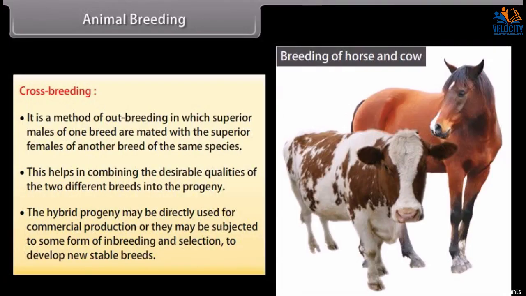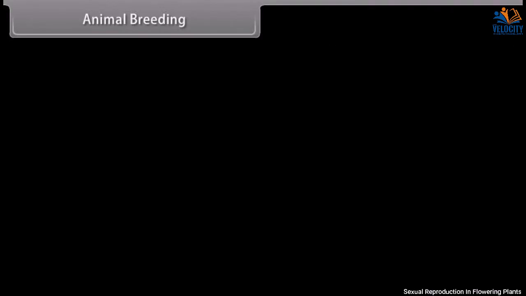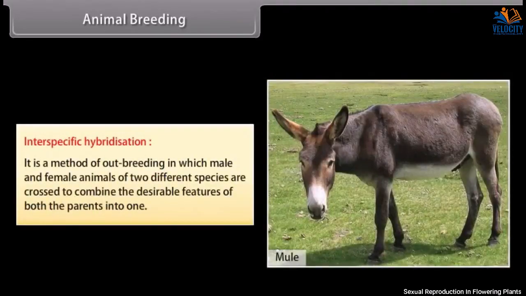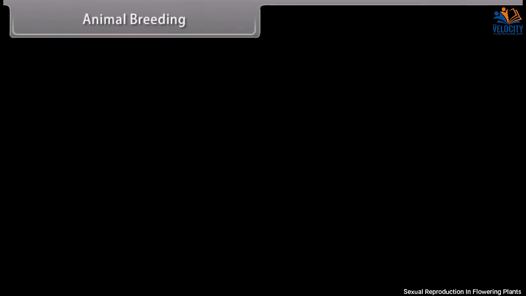One example of crossbreeding is Hisardale, a new breed of sheep developed by crossing Bikaneri Ewes and Merino Rams. Interspecific hybridization. It is a method of outbreeding in which male and female animals of two different species are crossed to combine the desirable features of both the parents into one. For example, mule is produced by a cross between a male donkey and female horse.